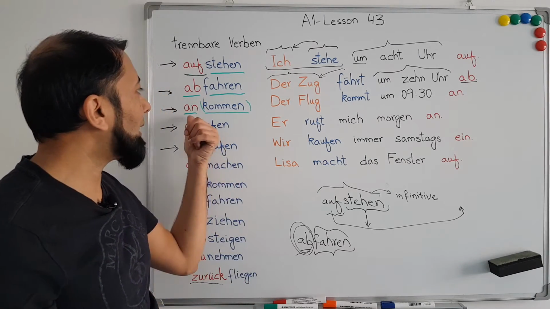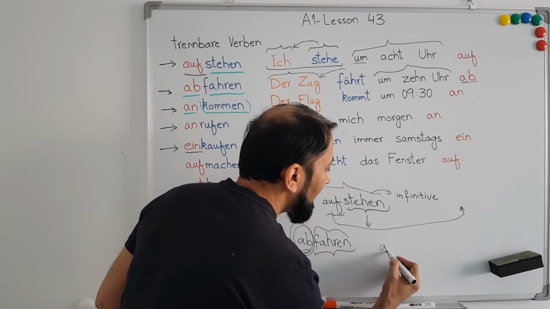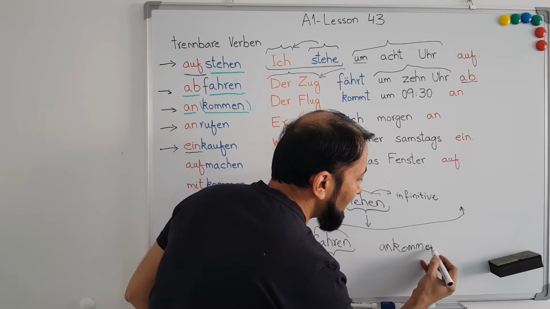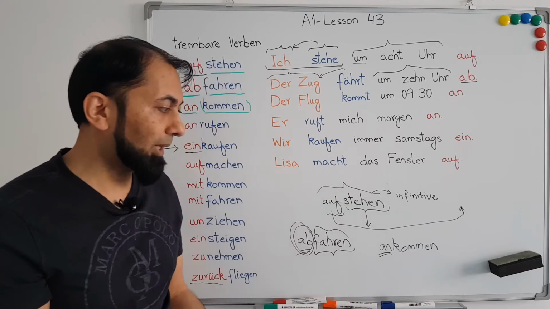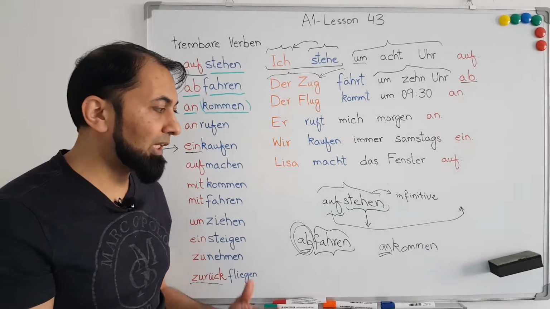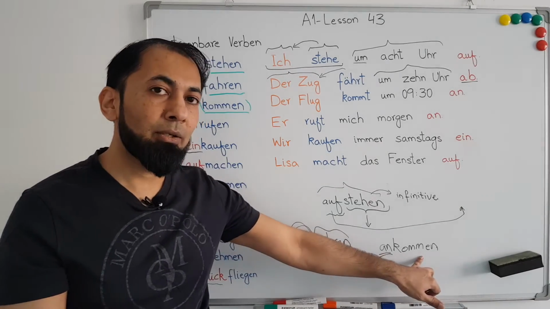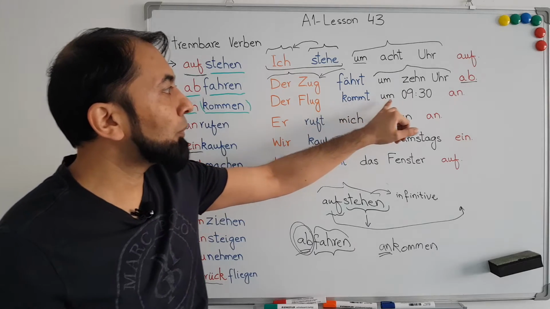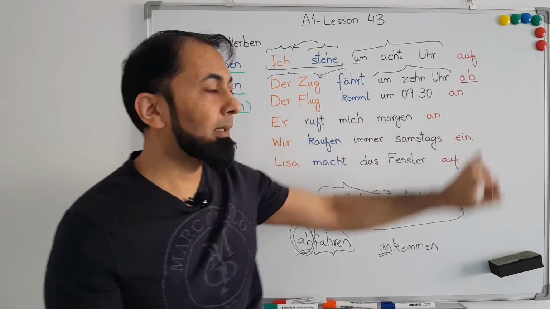Next example is ankommen. Until now we know that kommen is a German verb which means to come, but if we use a prefix an, then it will become ankommen, and it will change the meaning of kommen, and ankommen means to arrive. Der Flug kommt 9 Uhr 30 an.